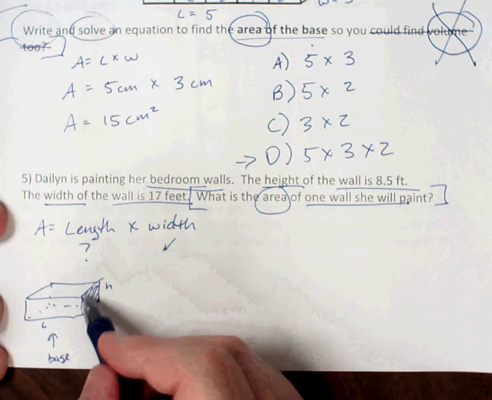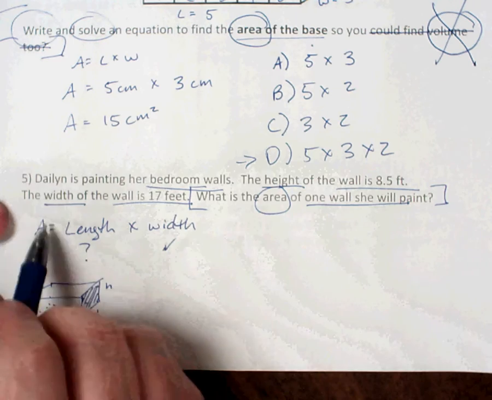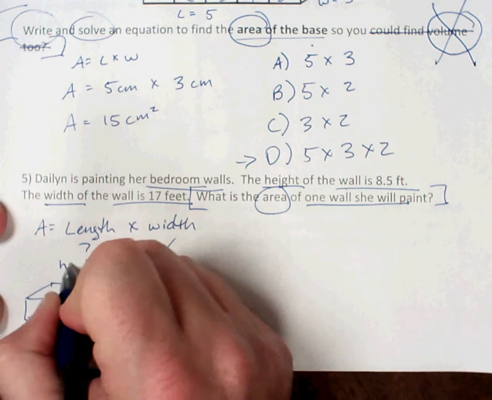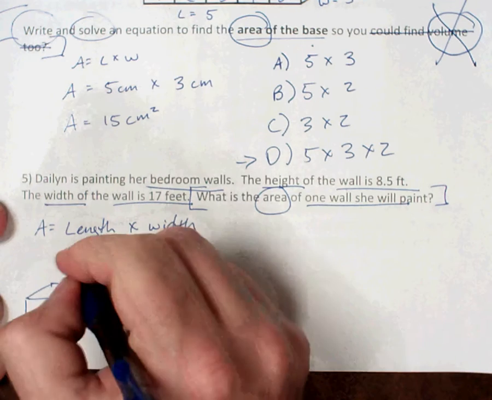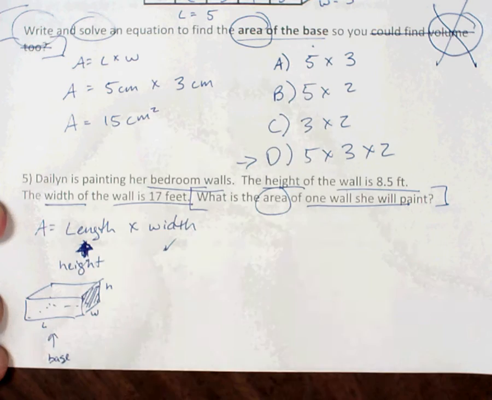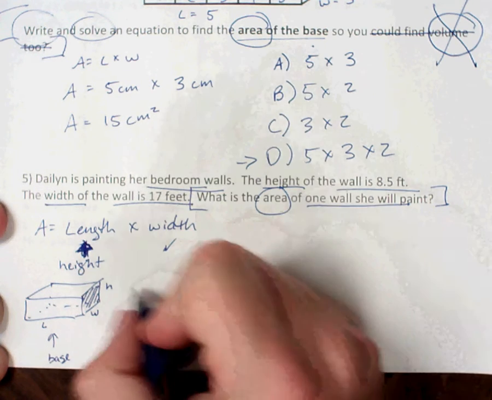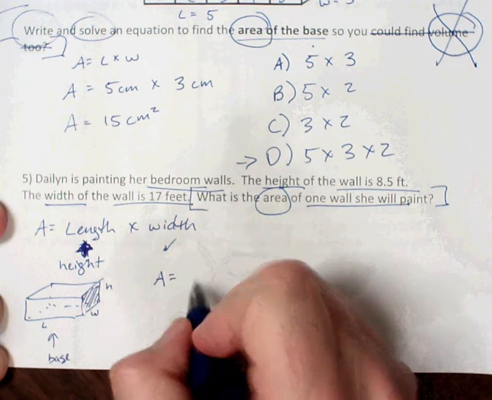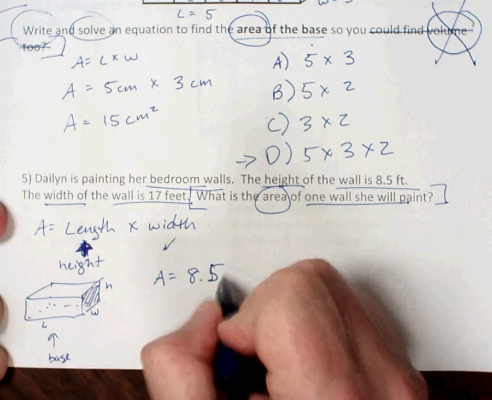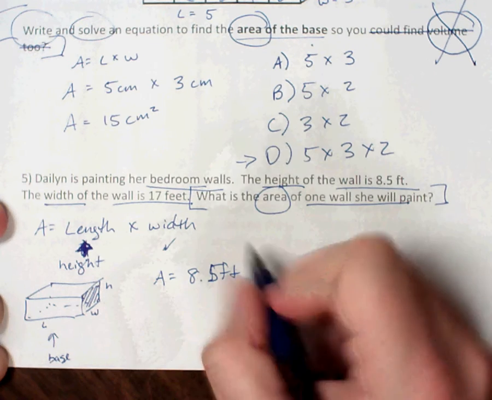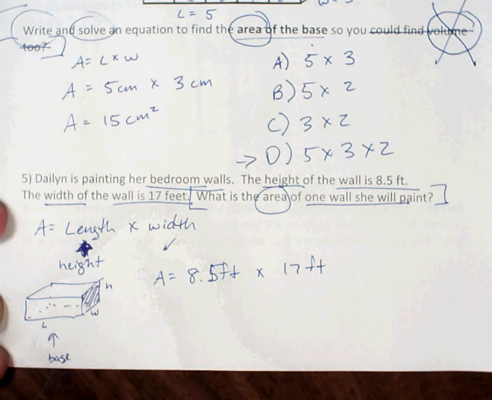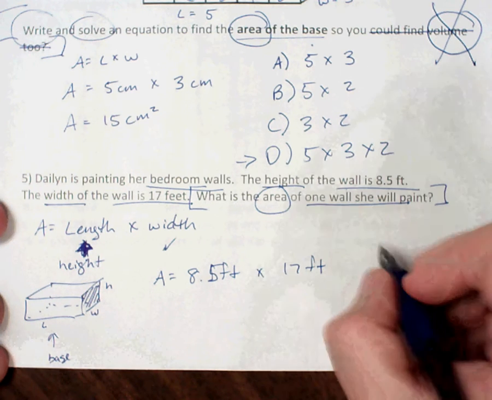So when we're trying to find the area, basically what we have to do is where it tells us the height is 8.5, we're going to substitute that measurement in for our length in our formula. And so what we end up with is that the area is 8.5 feet, which is our height, times 17 feet, which is our width. And then it's just a matter of us calculating that.